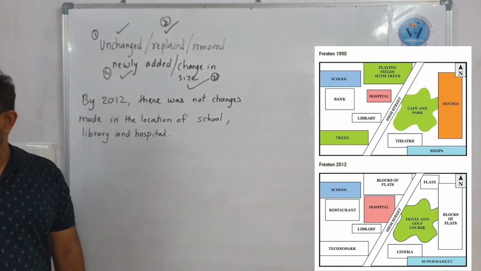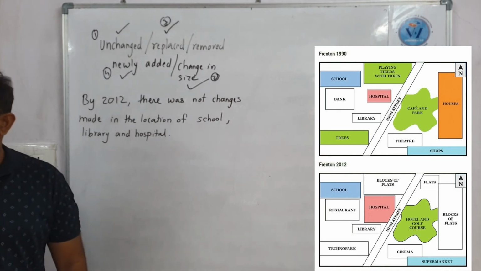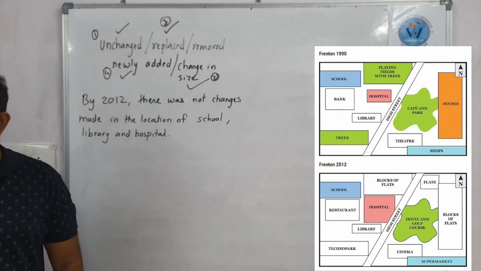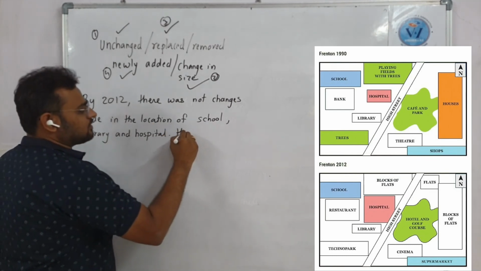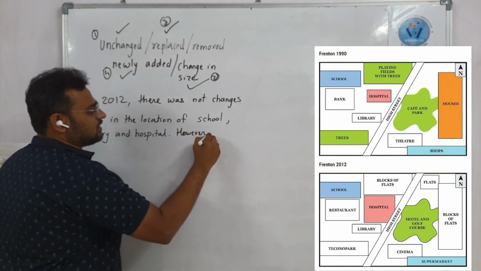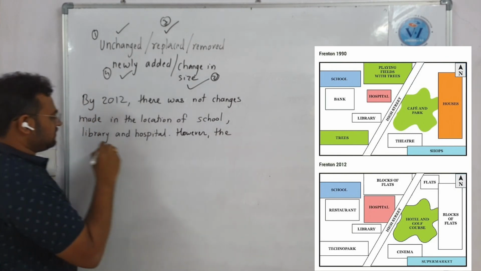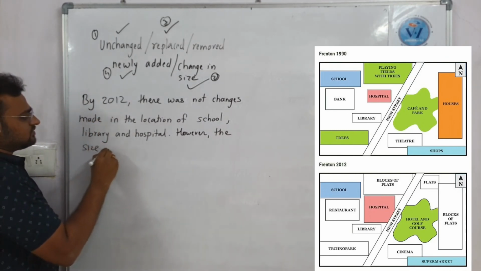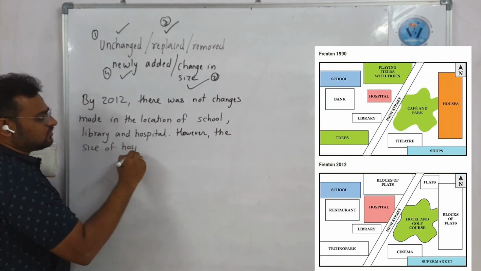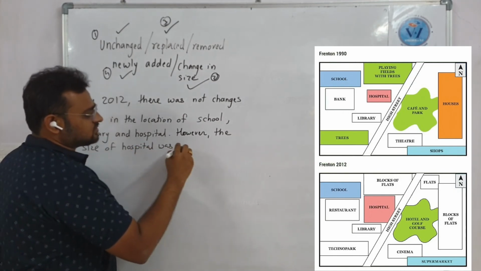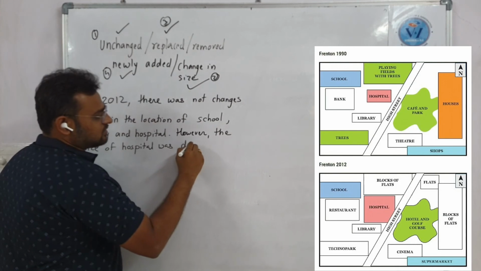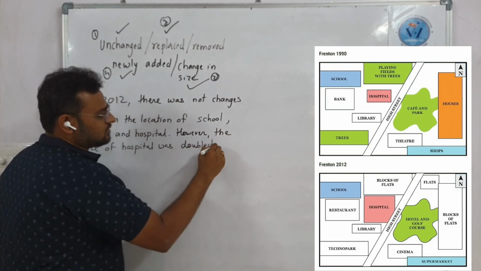Library and hospital. Okay, can I say that the size of hospital was doubled? If you look at the map, it's almost double, right? Okay, however, the size of hospital was doubled.